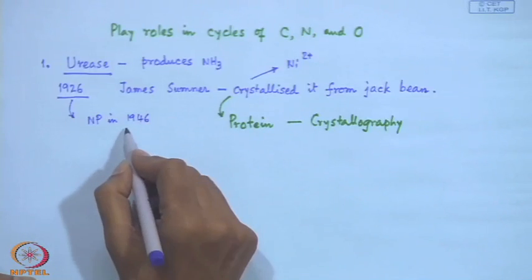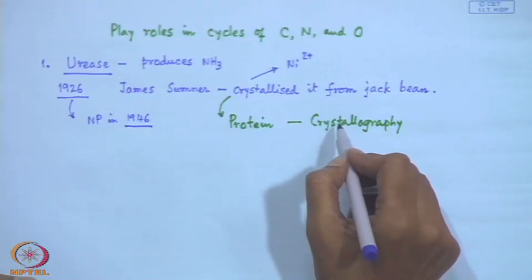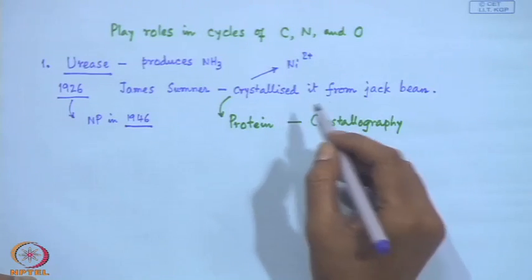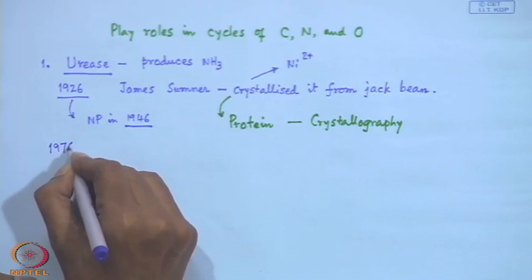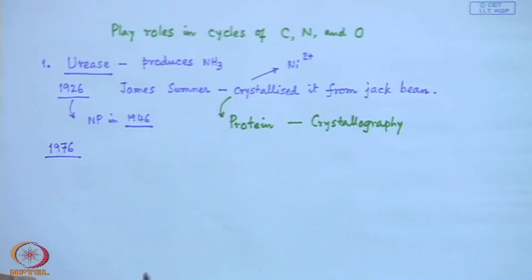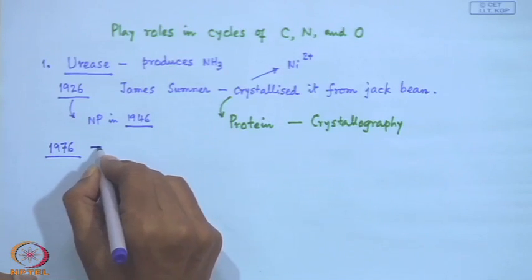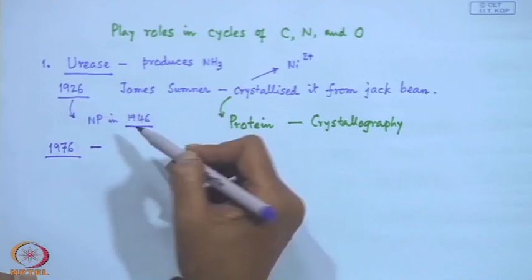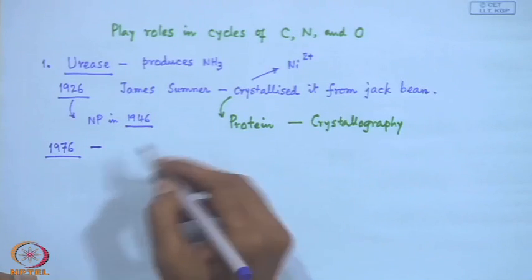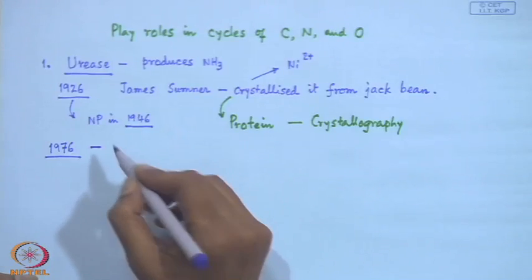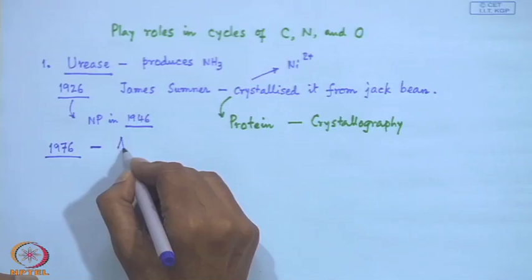in 1946. You see the time scale. After 20 years he got the Nobel Prize, not for doing anything else, but only for crystallization of the protein. But it took several years, until 1976, because during the period of 1926 or 46, the analytical techniques were not so good that you could characterize this particular urease as a nickel enzyme. So, that was our limitation.